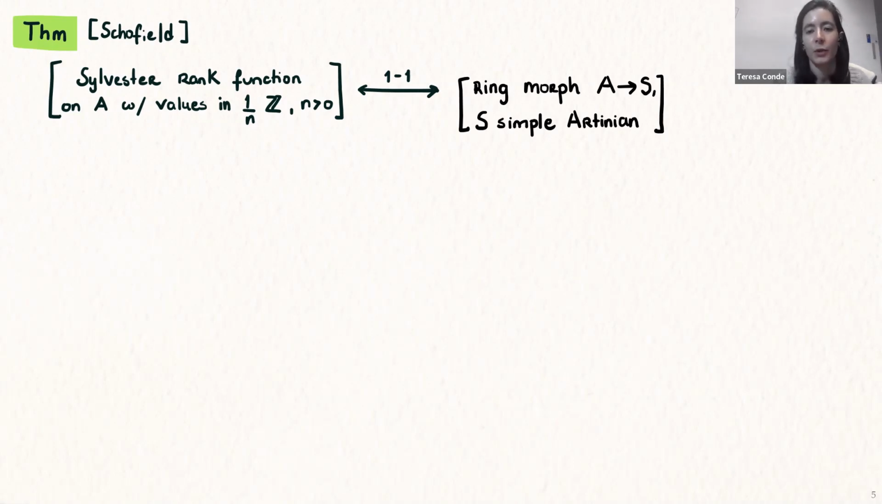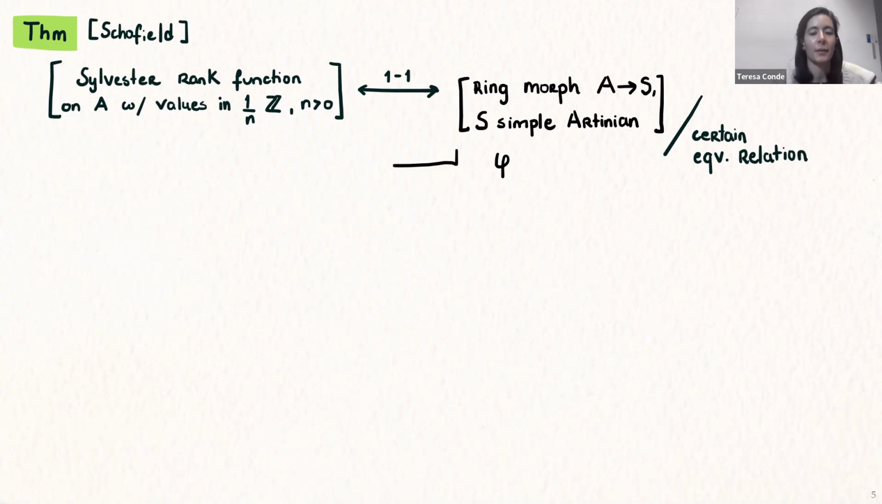But actually, we identify some of these ring morphisms up to a certain equivalence relation. And the map is as expected. So if we pick some ring morphism, let's call it phi, from A to some simple Artinian ring, we just assign to it the Sylvester rank function rho of phi, as we have seen before.